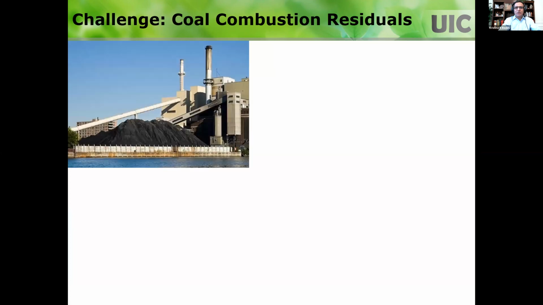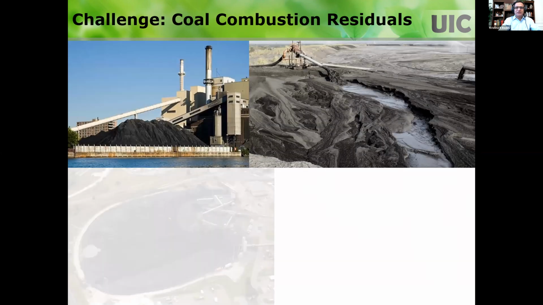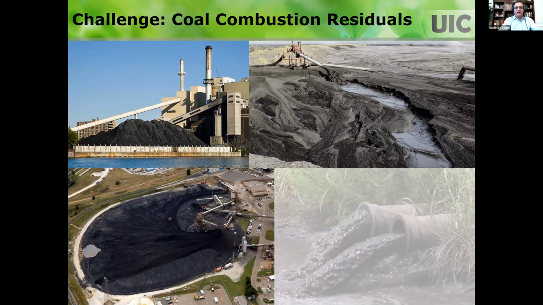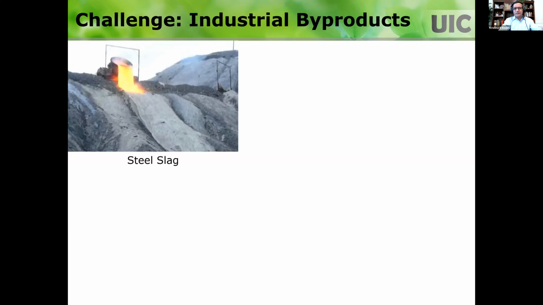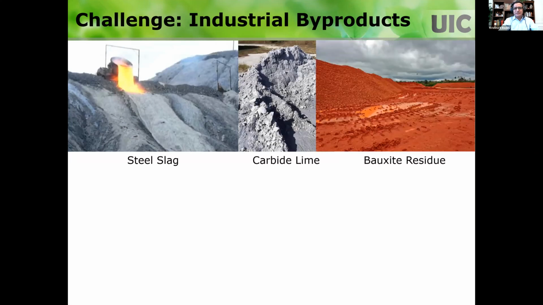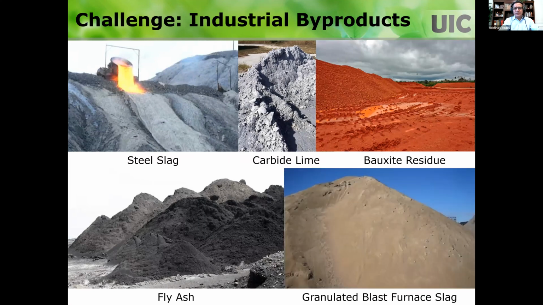And even the coal, when you burn it in power plants, you create coal ash. That is generally disposed of in unlined pits, and contamination infiltrates into the ground, and groundwater is contaminated, or you have some discharges into the surface water. So this is a big issue. In addition to the waste, we have a lot of industrial byproducts that are generated, for example, steel slag, carbide lime, bauxite residue, fly ash, granulated blast furnace slag, and many other industrial byproducts. Right now, they are being stockpiled or sent to landfills.